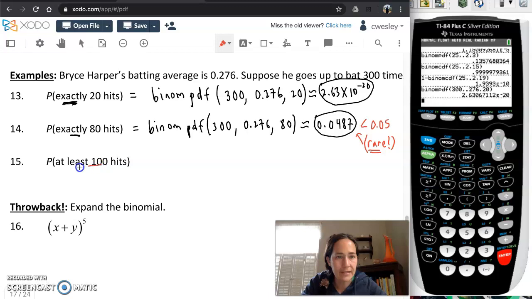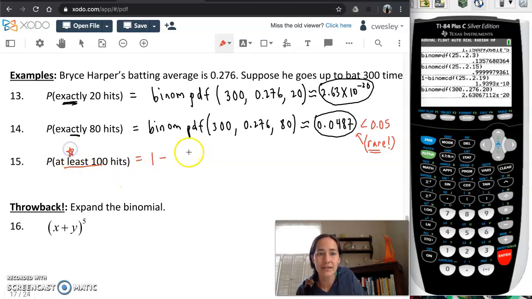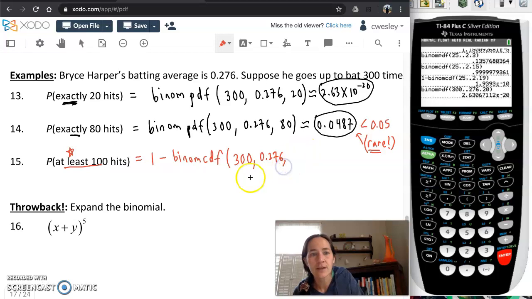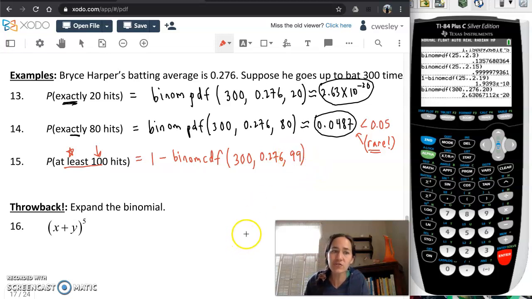Okay, let's look at 15. At least 100 hits makes me think of a CDF. Well, that would be probability of getting 100 or more. 100, 101, 102, 103, all the way up to 300. So we want to do a 1 minus anytime we see at least. 1 minus a CDF. And if you need to remind yourself, you've got the shortcut steps on the last page of the packet. Let's subtract a CDF of still 300, same probability of success, 0.276. Add them all up to 1 less than 100. That's the last case we want to leave out, so we'll put a 99 there. That should do the trick for number 15, a 1 minus a CDF.